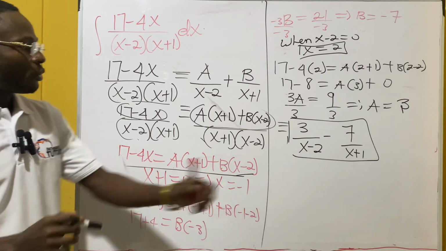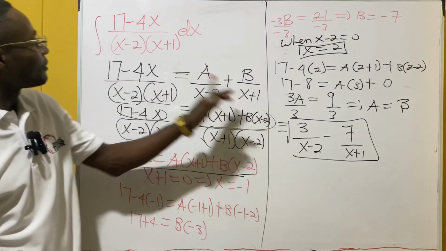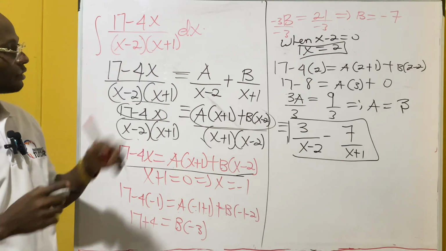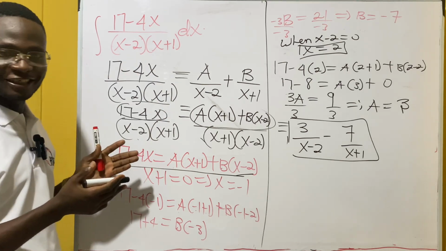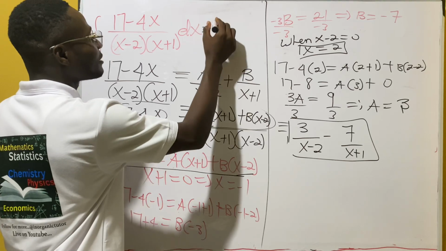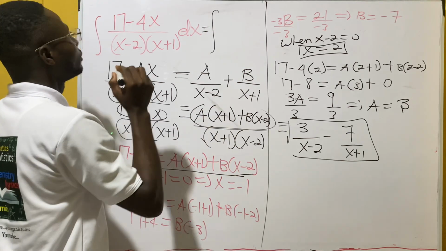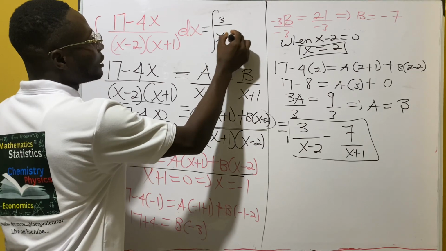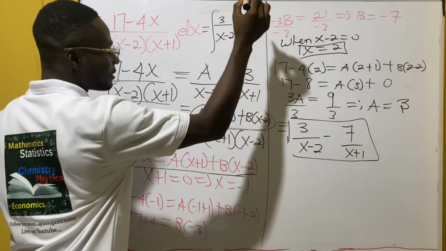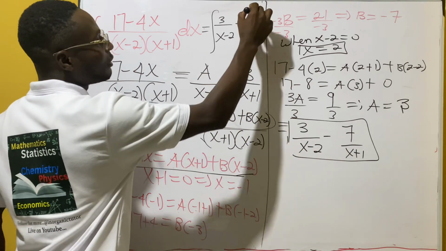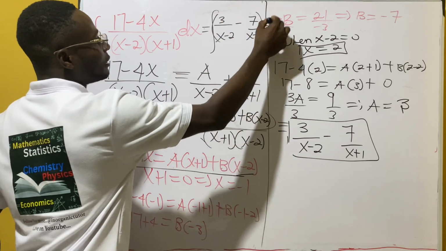Right, so we are going to replace this by this. Very clear. Good. So right here, we have this is equal to 3 on x minus 2 minus 7 on x plus 1, dx.